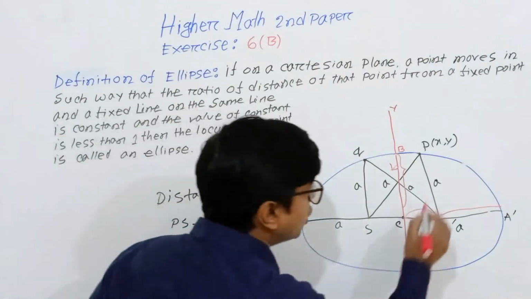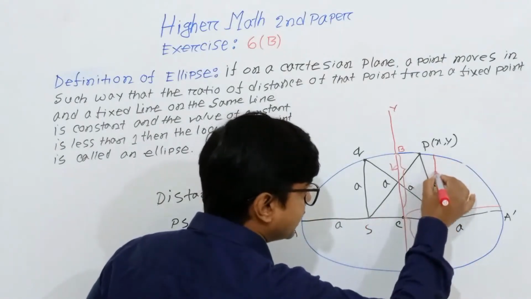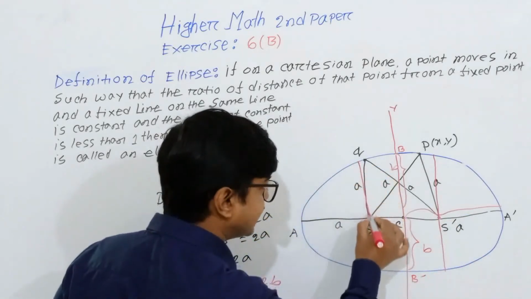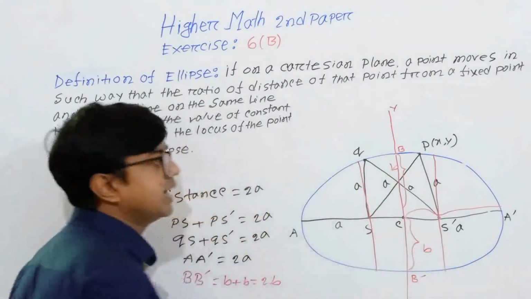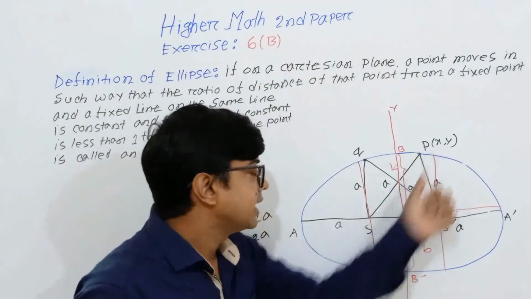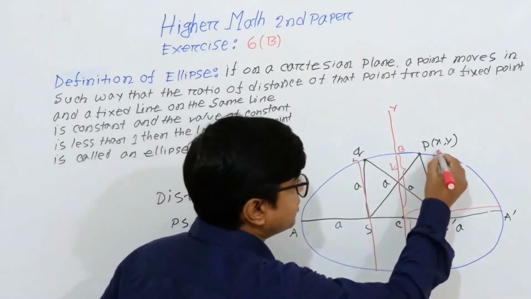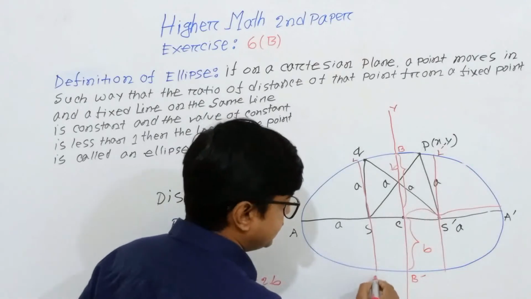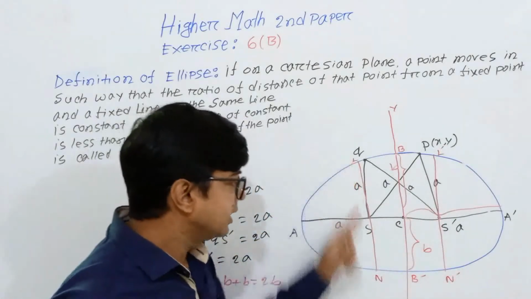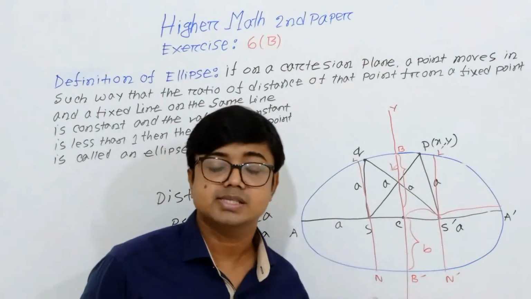Now we can draw a vertical line on these two foci. Here this is one vertical line, and here this is another vertical line. These two vertical lines are known as latus rectum. Suppose this point is L, and this point is L prime, and this point is N, and this point is N prime, and here LN and L prime N prime are also known as latus rectum.